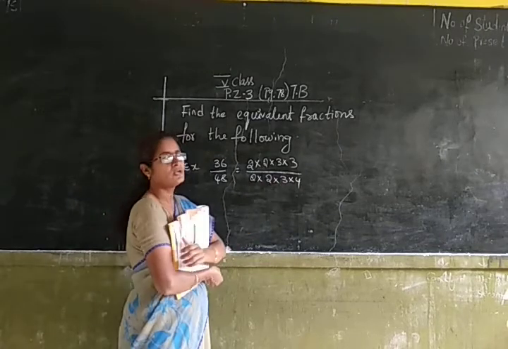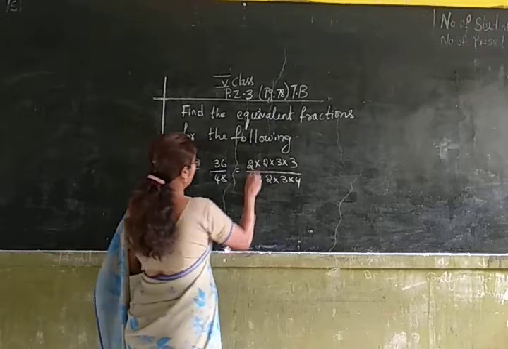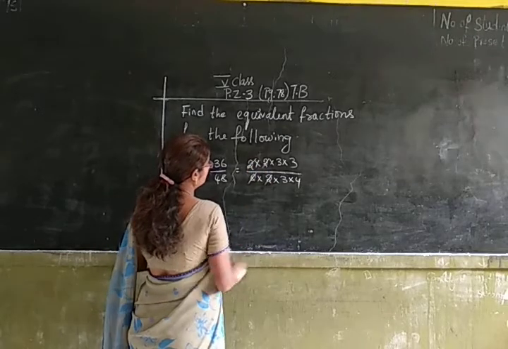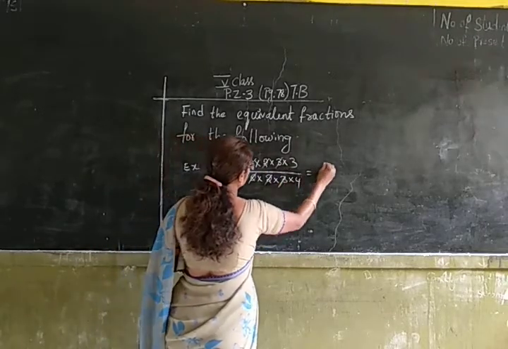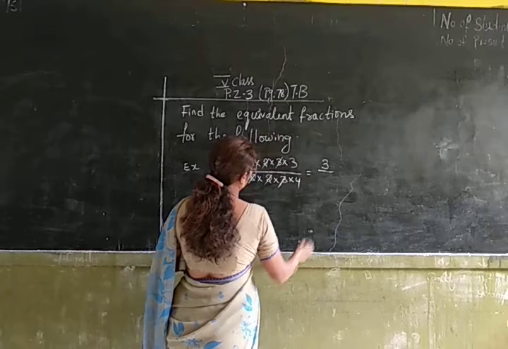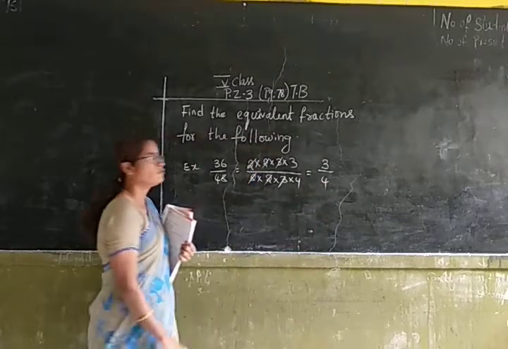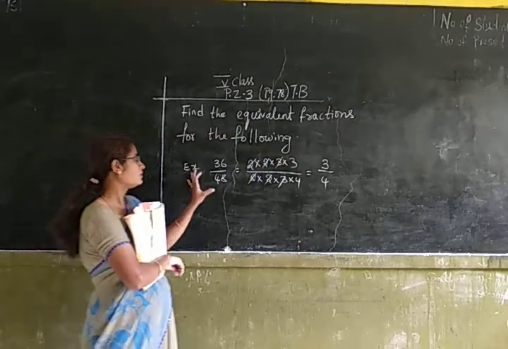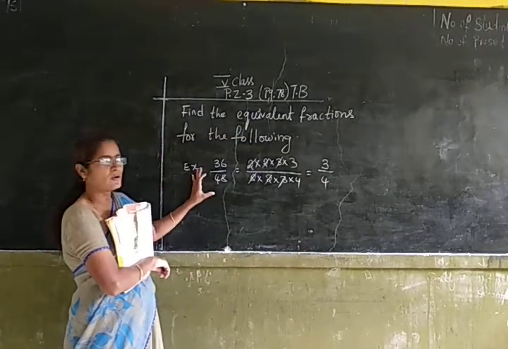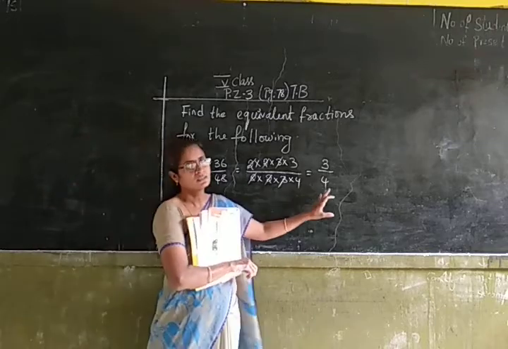Now let us cancel out the common factors. Here in the numerator 3 is left over and in the denominator 4 is left over. So the lowest form of 36 by 48 is 3 by 4.